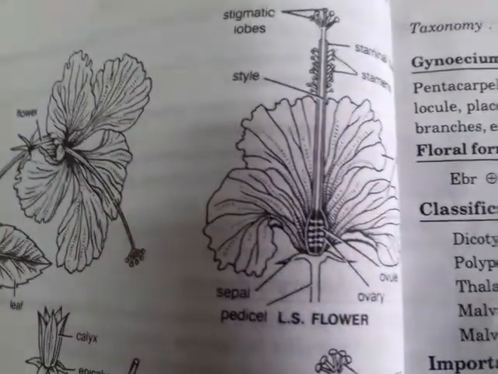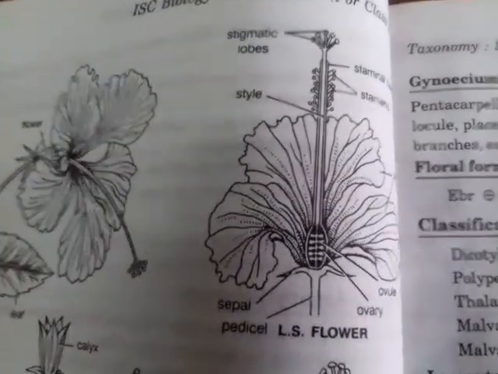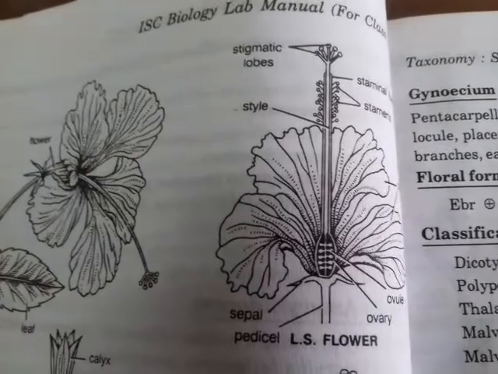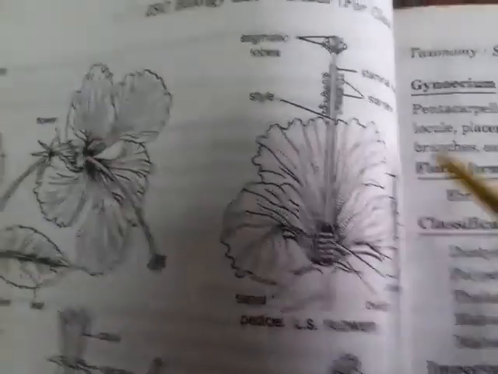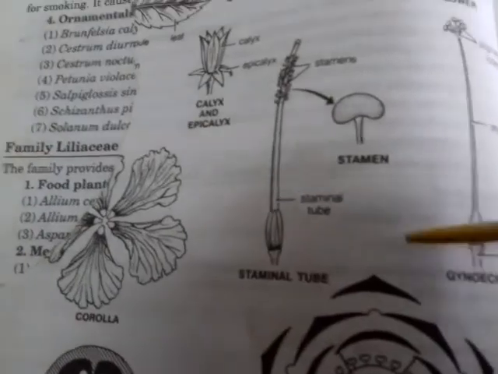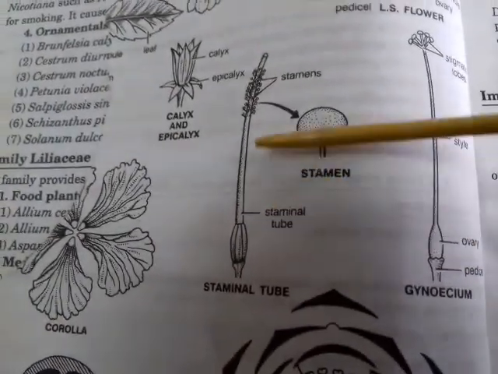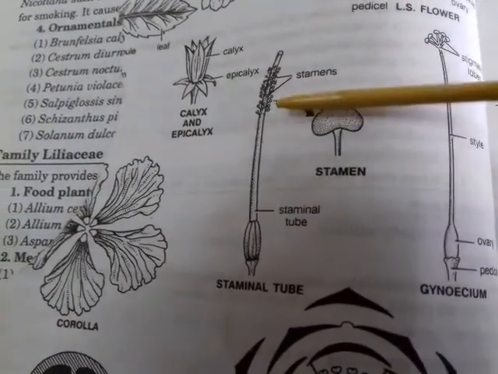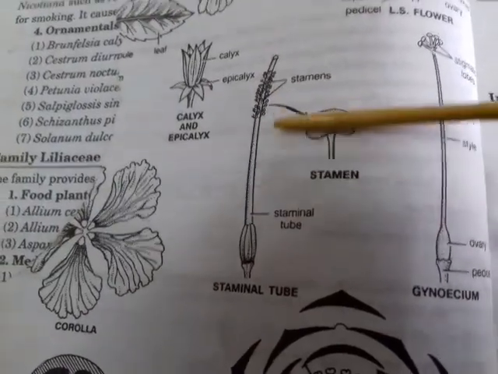So this is all about the family, and now you can see the floral formula here, and this is the actual flower. You can see here the outline also, you have to draw. This is the typical flower. Suppose you have to draw this particular flower. If you have to draw a longitudinal section, then you cut vertically and see. Sometimes you are asked to draw only the style and the stigma, the androecium and the gynoecium.